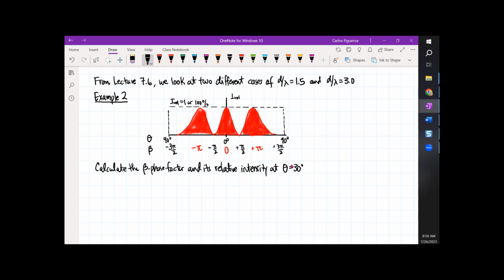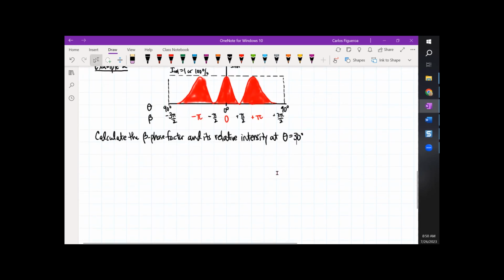So the first thing I've got to do here is try to locate where 30 degrees is at. So let's go do that. The first thing I'm going to do is calculate what the beta function is. So here we go.